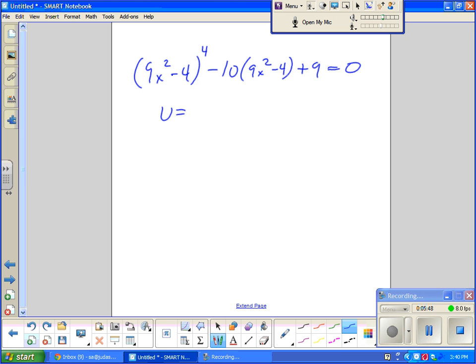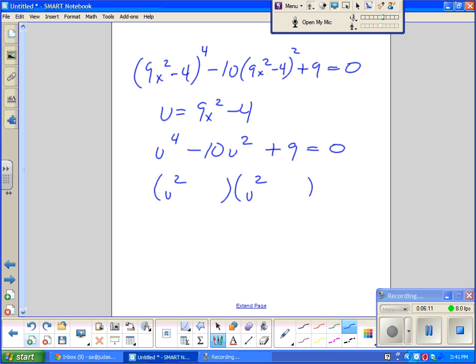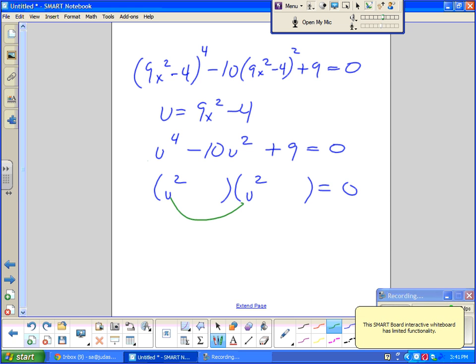I'm going to let u equal 9x squared minus 4. Let's substitute for that, then I get u to the 4th minus 10 u squared plus 9 equals 0. This factors right now. You can either put the v in to see it, or I'm going to do it right now. U squared times u squared equals 0. There's our u to the 4th. Right here. Now, I have 9. To make 10, 9 is 1 and 9. So how about minus 9 minus 1?